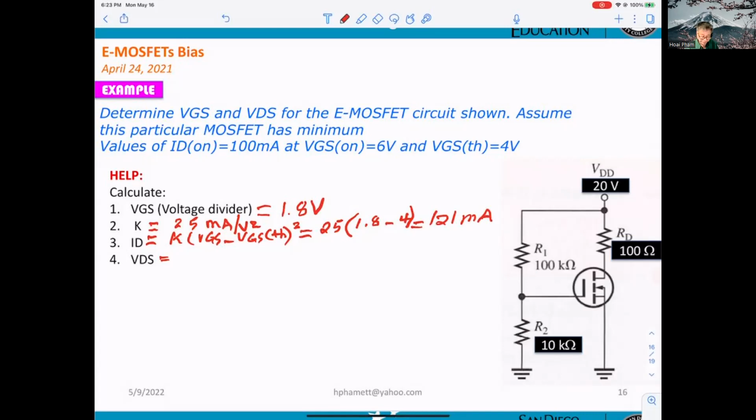And VDS. That's the 12.1, sir. VDS will be equal to VDD minus ID times RD. Should be 20 minus 121 times 100 ohm.